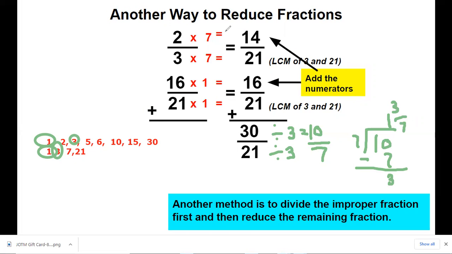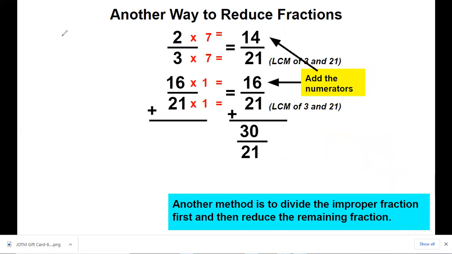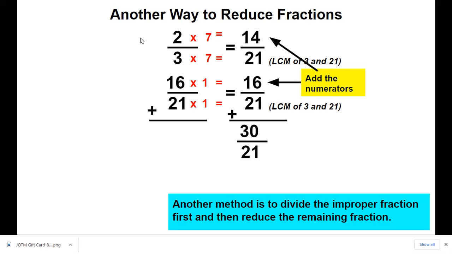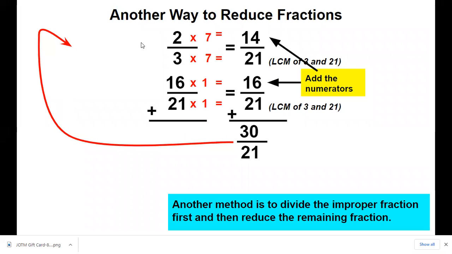I'm going to show you the other method now. So I'm going to clear this. What you could do is, before you reduce it, you could divide. So I'm going to divide first and then reduce. Or you could reduce first and then divide. So that's the way we've been doing it. Now we're going to do the opposite. We're going to divide first.